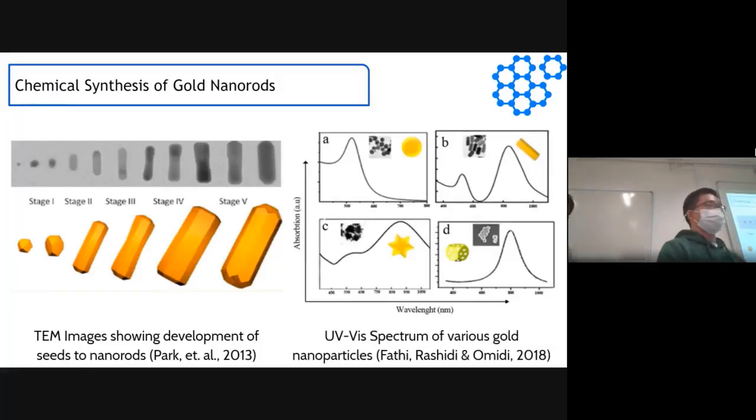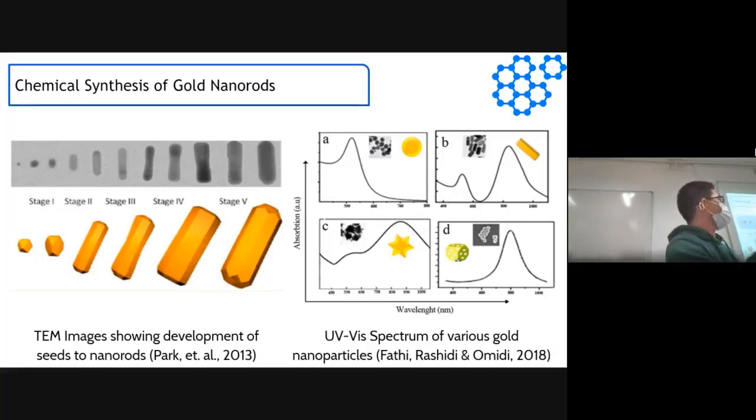So what you can do is use UV-Vis, which is a spectroscopy technique that we have learned, to compare the spectra of the different nanoparticles. If you focus on A and B, you can see that A is a spherical nanoparticle, whereas B is a rod-like nanoparticle. And you can see that the difference is mainly that A has one peak, whereas B has two distinct peaks. The reason for this is that A is spherical, and so wherever light is absorbed, there will only be one peak observed.